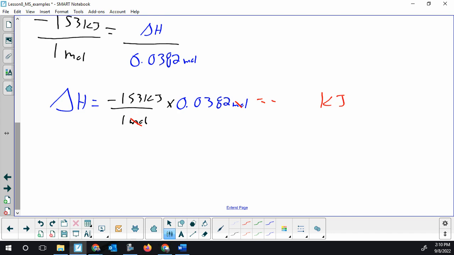So our energy released is not even 6 kilojoules, 5.848 something kilojoules. I've rounded on the board, but not on my calculator. So this is as far as we went in previous examples, but we're going to turn that energy into a temperature change. So we're almost done.